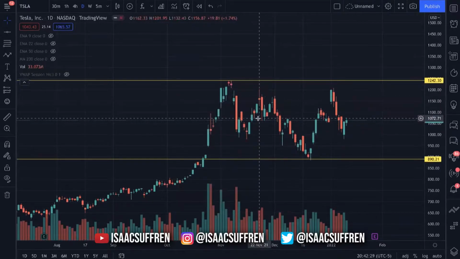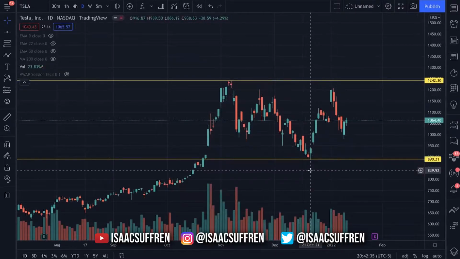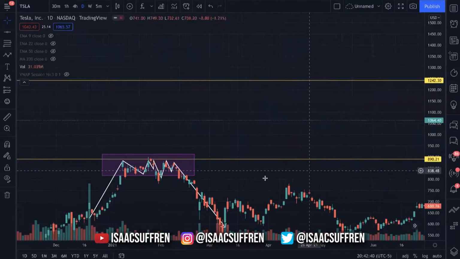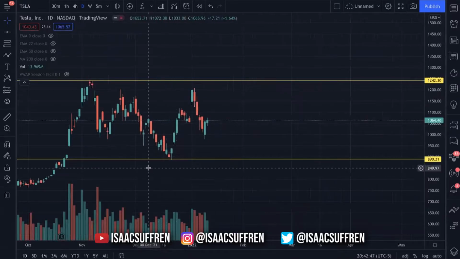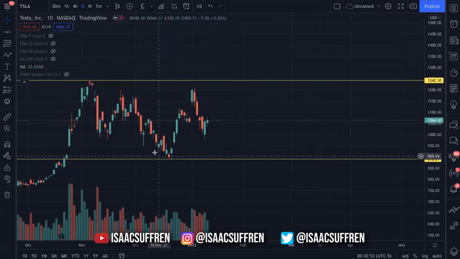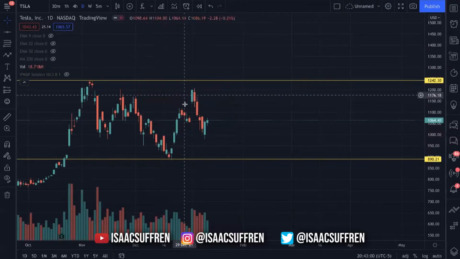But here's where it gets really interesting, right? We came all the way back down to 890 again, right? And why is this so important? Why is this so cool? It's because what used to be a resistance level, or what they call a supply zone, is now a support level, otherwise known as a demand zone, right? As you can see, buyers stepped in and pushed the price higher, right? And before it rejected off that around that 1242 area again.